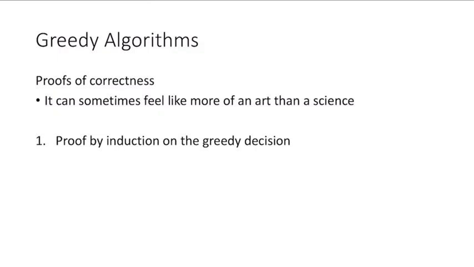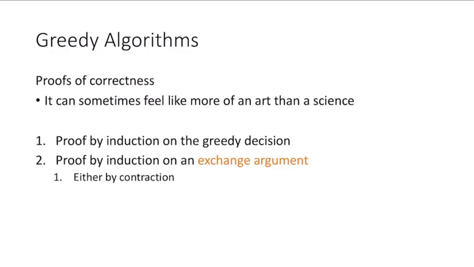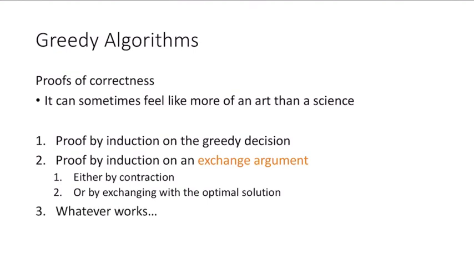What we normally will do for a greedy algorithm is do a proof by induction on the greedy decision, or a proof by induction on an exchange argument, which is something we haven't looked at, either by contradiction or by exchanging with some sort of optimal solution. Basically, we just want to do whatever works. And this will make a lot more sense with examples. So let's talk about 3 or 4 greedy algorithms.